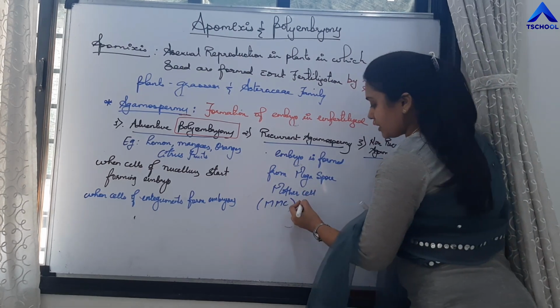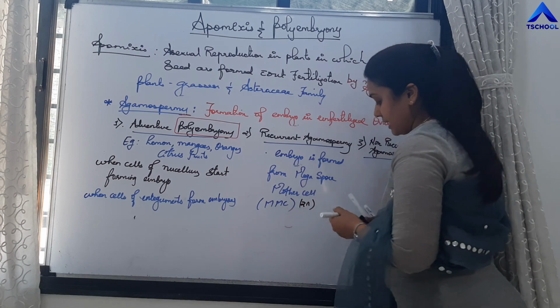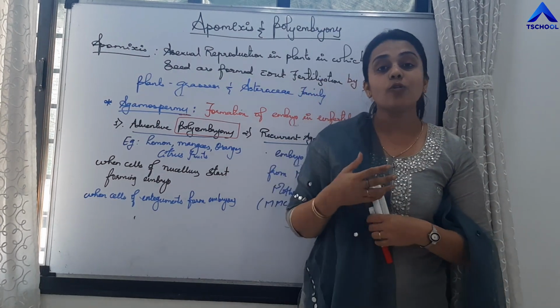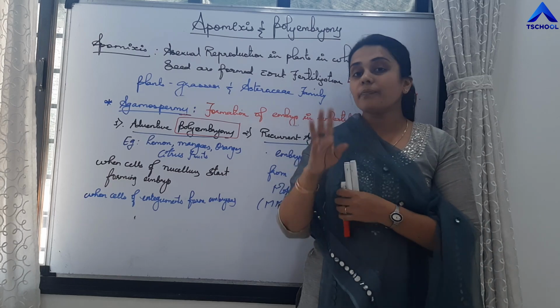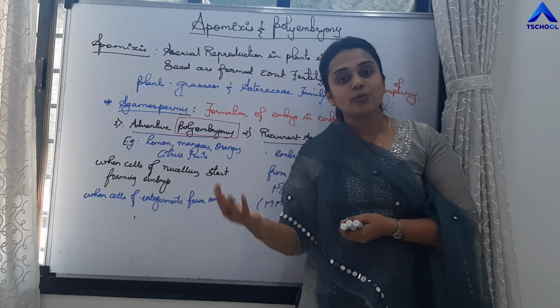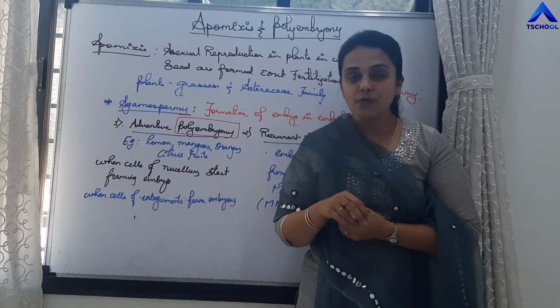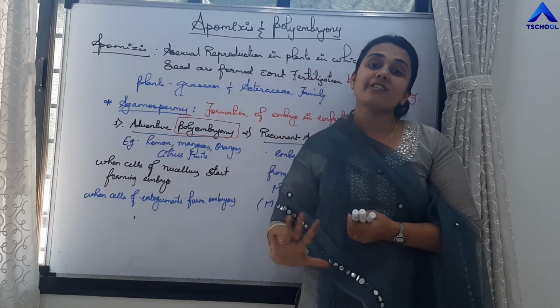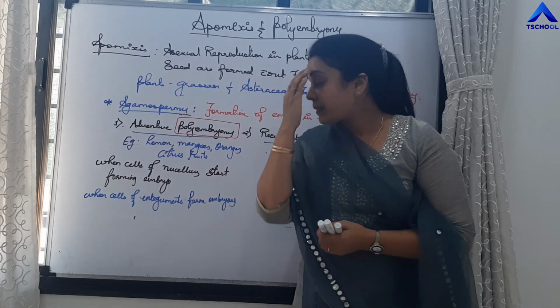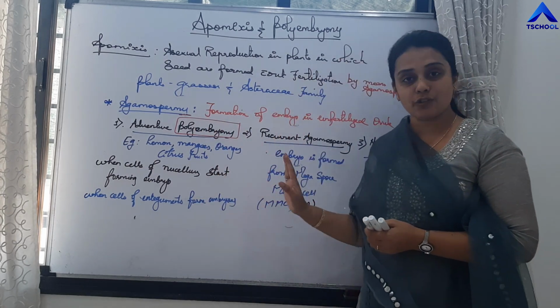So students, we know this megaspore mother cell is diploid. This megaspore mother cell undergoes meiosis to form four megaspores. Out of these four megaspores, three are going to degenerate and only one megaspore is going to form an embryo sac. This is a normal event in case of sexual reproduction. But here there is asexual reproduction.